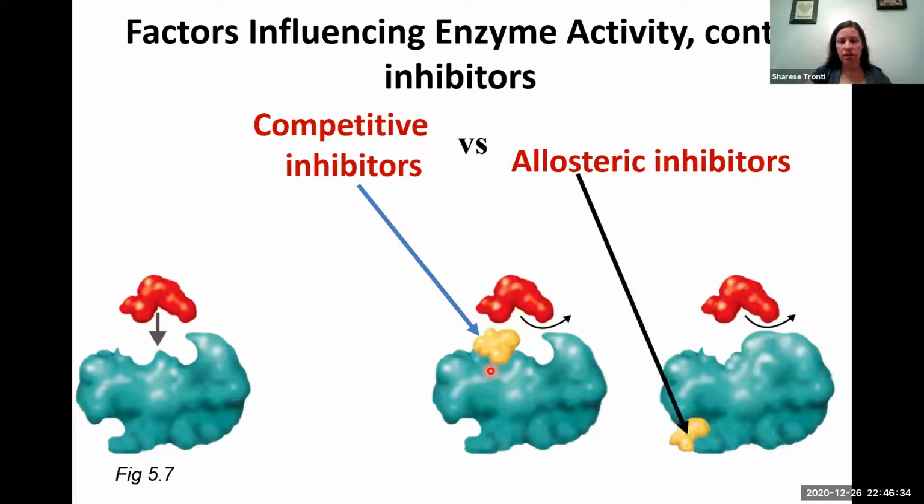Whereas the allosteric inhibitor instead is going to bind to the allosteric site. What happens when something binds to the allosteric site is it changes the shape of the enzyme. So if you have something bound to the allosteric site, the enzyme has now changed shape so that it's not a perfect fit anymore for the substrate. So even though there's nothing bound here, the substrate can't bind because it doesn't fit anymore, because the enzyme has changed shape because of being bound to the allosteric inhibitor.